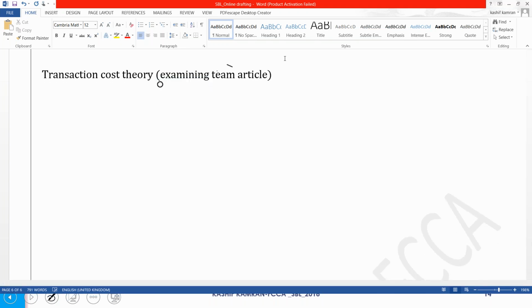Now, when we say transaction cost theory, and we are in the topic of agency, you will ask, in the agency topic, what is the transaction cost theory? So let me clarify what it is in the agency topic. Number 1, the directors take decisions, right? And who are directors? Agents.